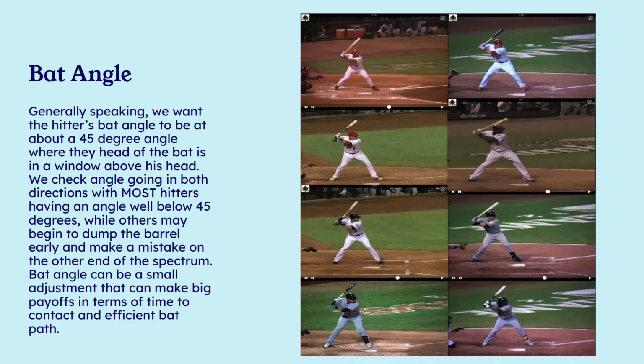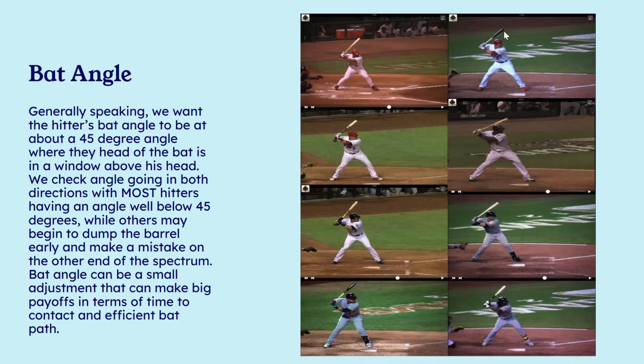Bad angle can be a small adjustment that makes big payoffs in terms of time to contact and efficient bat path. We've had a number of hitters over the years who we just make a small change in their wrist or bat angle, and it can make a really big difference in terms of how efficient they are getting to the baseball. Again, you're going to see some variability here.